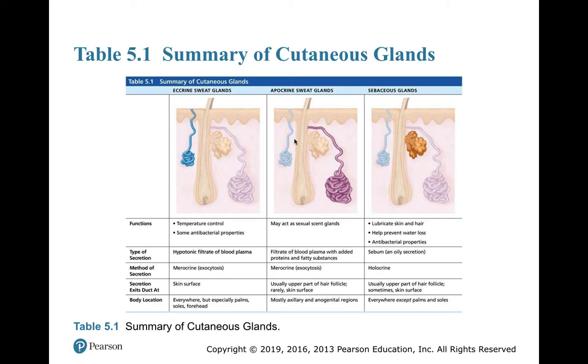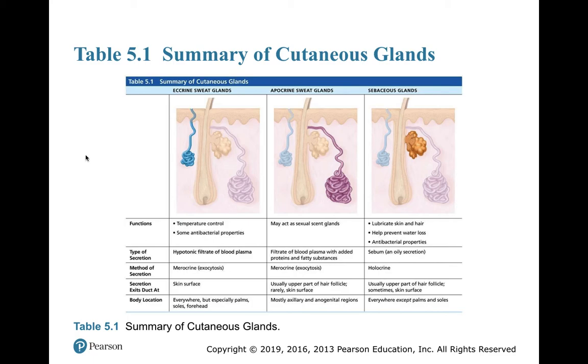Apocrine sweat glands empty onto hair follicles and filtrate blood plasma, just like the eccrine. But in addition to that, fatty acids and proteins are added to it. They still use a merocrine or exocytosis property to secrete their substance, and they're usually found on a hair follicle, sometimes on skin surface, mostly on hair follicles, and they are mostly in the axillary and anogenital regions.